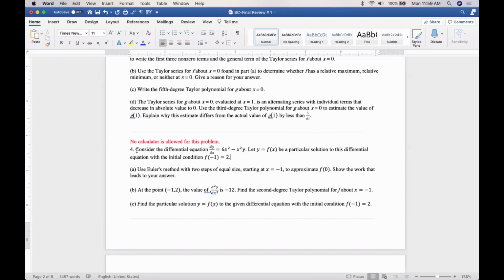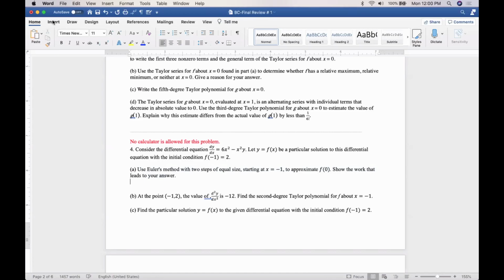So now let's do 4. Consider the differential equation. Let y equal f of x be the particular solution to the differential equation with initial condition f of -1 is 2. Use Euler's method with 2 steps, starting at x equal -1 to approximate f of 0. Show the work that leads to your answer.